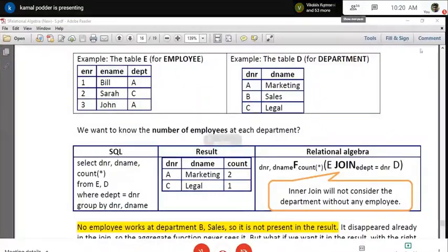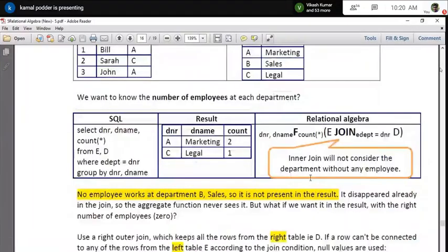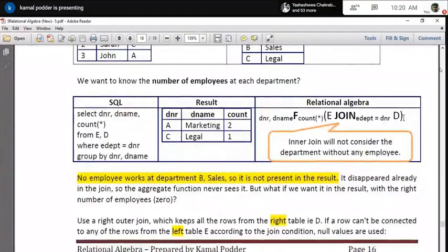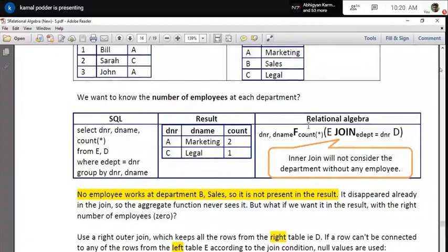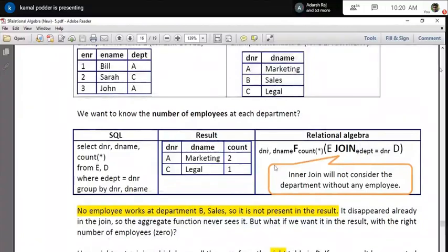Now we just see that thing here. If you write a plain join, that means E join department where both the department are the same. That is the inner join basically you are writing. Okay. If you just do the inner join and then you try to count star, and then group by department number.